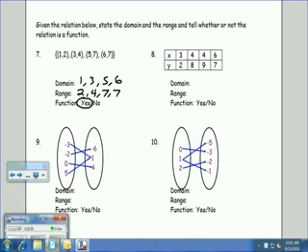Why is it a function? X values do not repeat. It does not matter about the Y values. All we care about is the X. Number 8. Okay, the domain is what? 3, 4, 4, and 6. The range? 2, 8, 9, 7. Is that a function? No, because what repeats? The X values, or 4 repeats. Okay. Number 9. The domain is what?